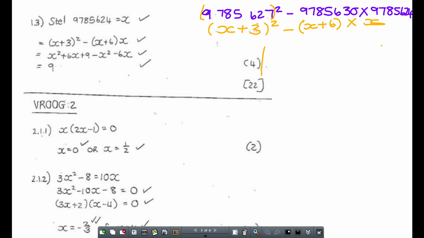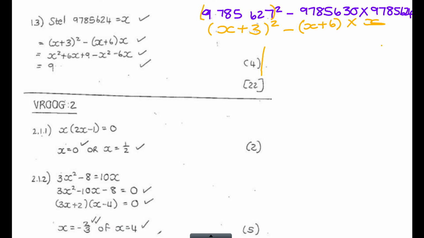Right, so question 2 says, or at least 2.1 says, solve for x. Goed, hier het hulle vir my gegee x(2x minus 1) is gelyk aan 0.